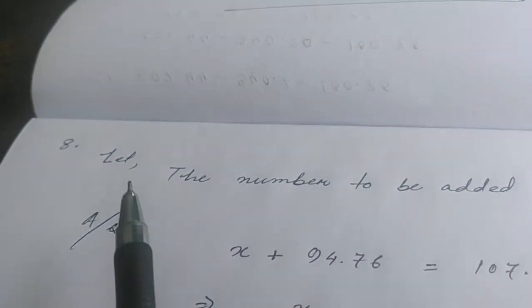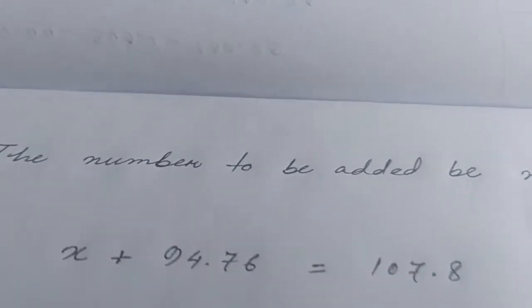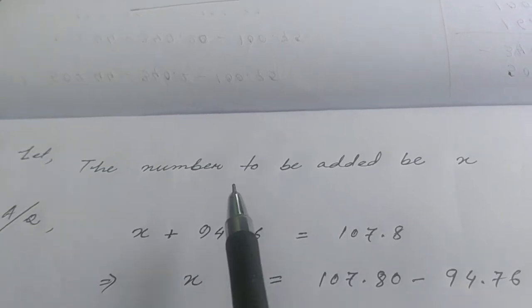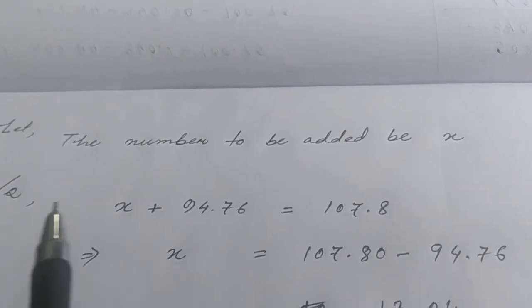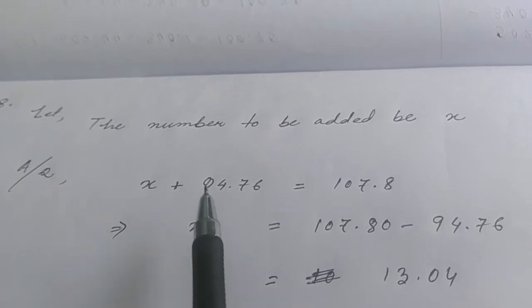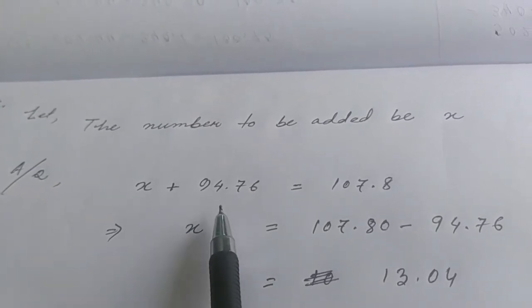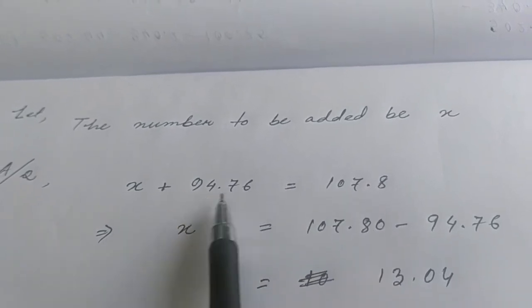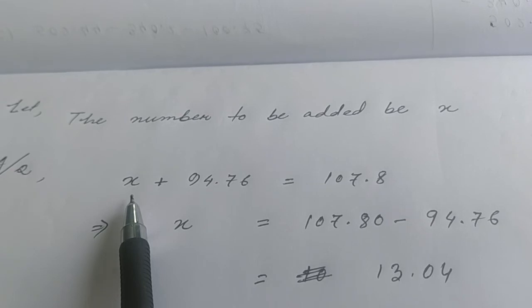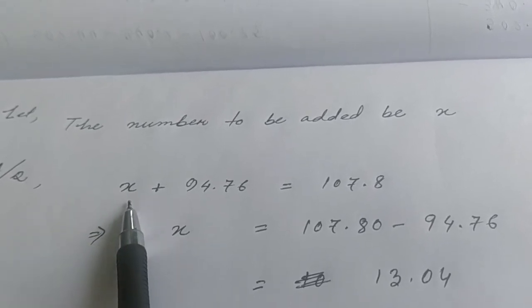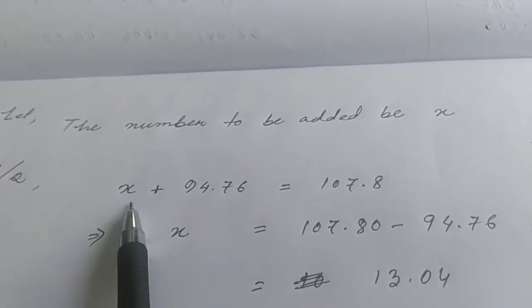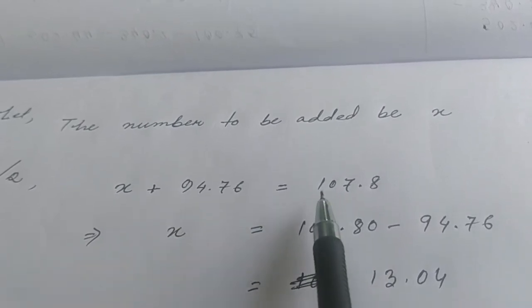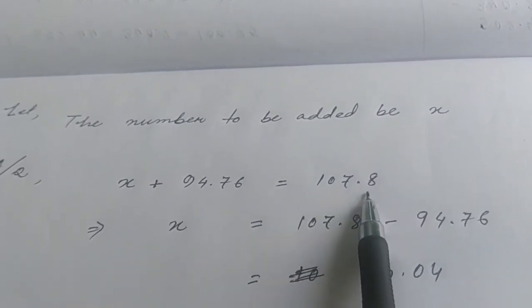See here, let the number to be added be x, according to the question. So what we have to add x to, to get 107.8, is 94.76. According to the question, x plus 94.76 is 107.8.